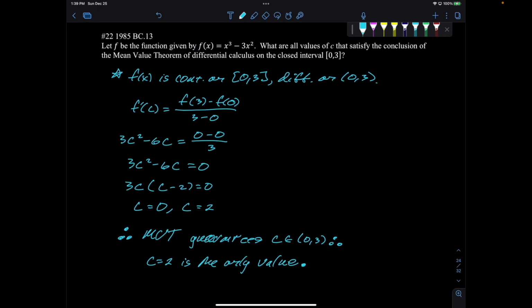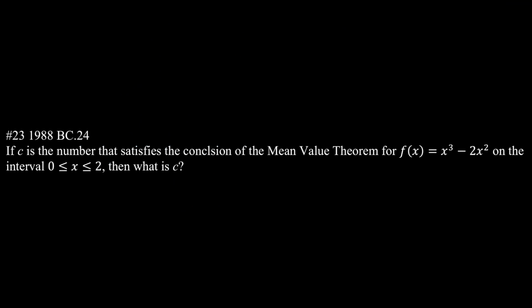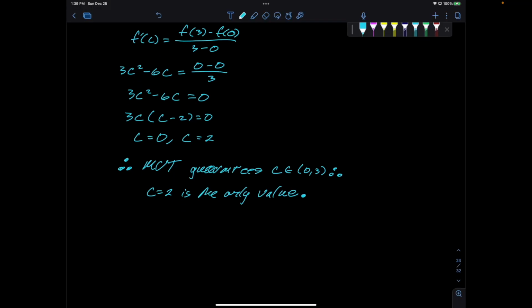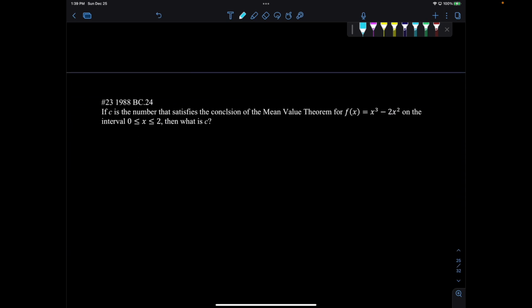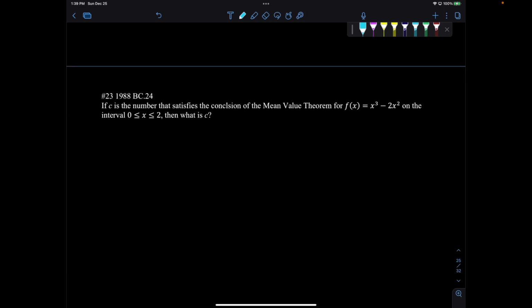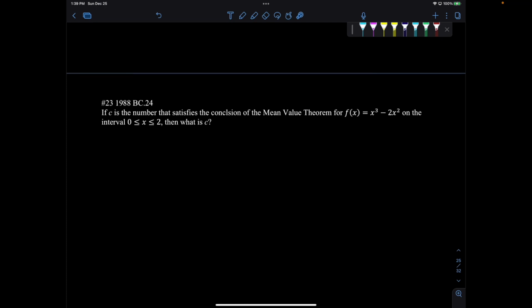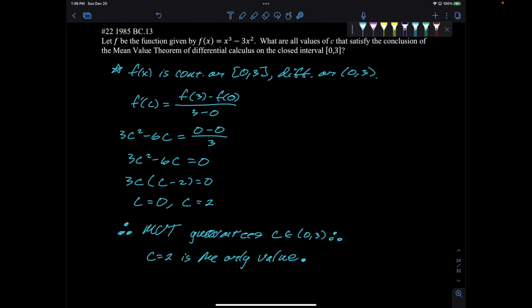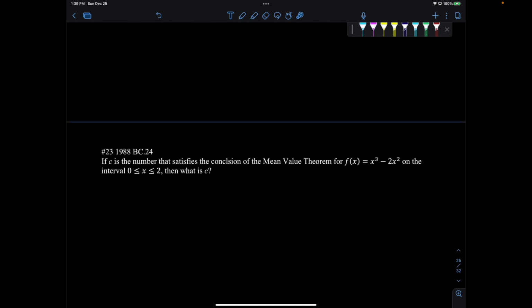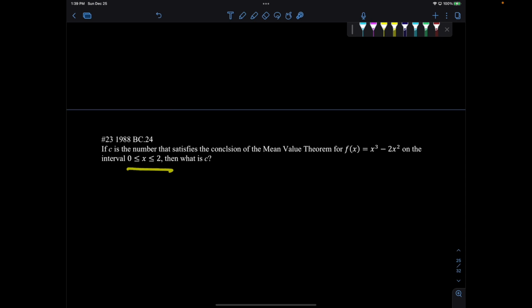All right, next up. 1988 BC 24. I don't know why they were all on the BC exam. This, I assure you, also shows up on the AB exam in a similar fashion. If c is the number that satisfies the conclusion of the mean value theorem for x cubed minus 2x squared on the interval 0 to 2, then what is c?